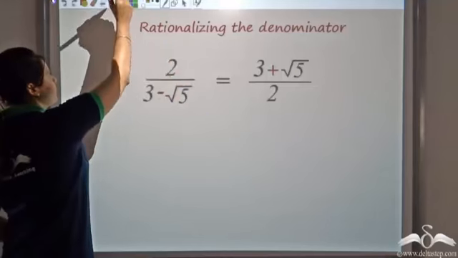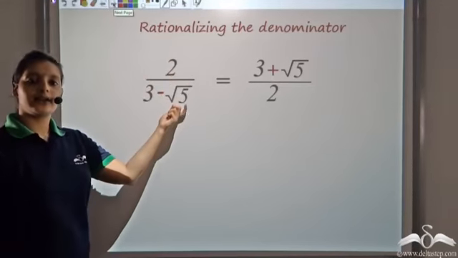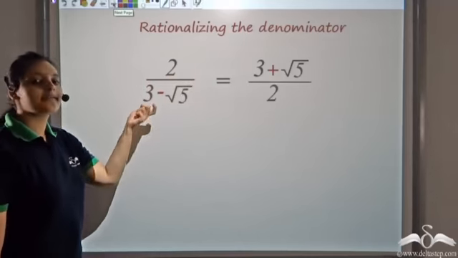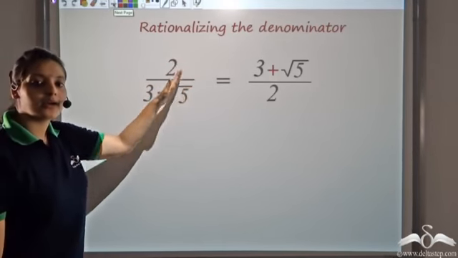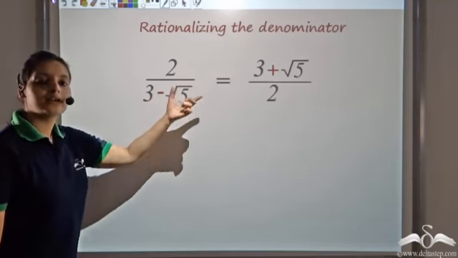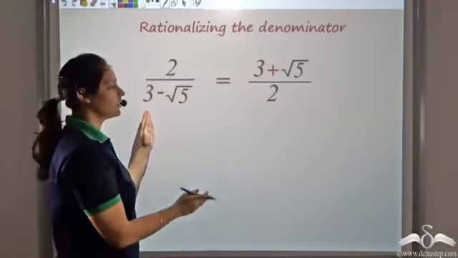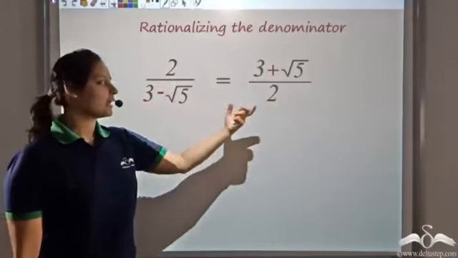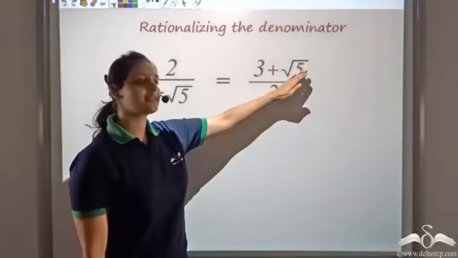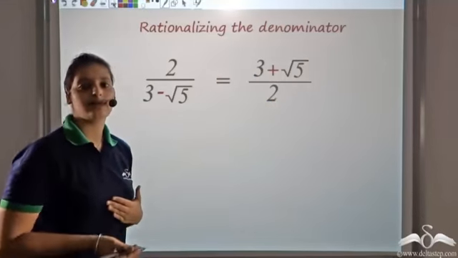So remember, we started with this number where the denominator had an irrational number. To bring this to the simplest form, all I need to do is remove the irrational number, make the denominator a rational number. So I converted it, and this is what I get. So this number is equal to this number, and this is this number in its simplest form. That's how I can rationalize my denominator.